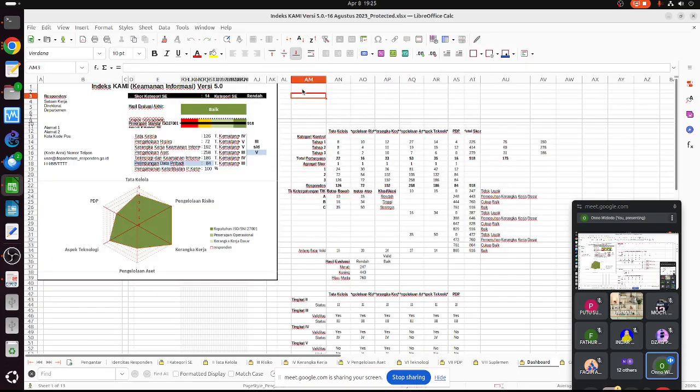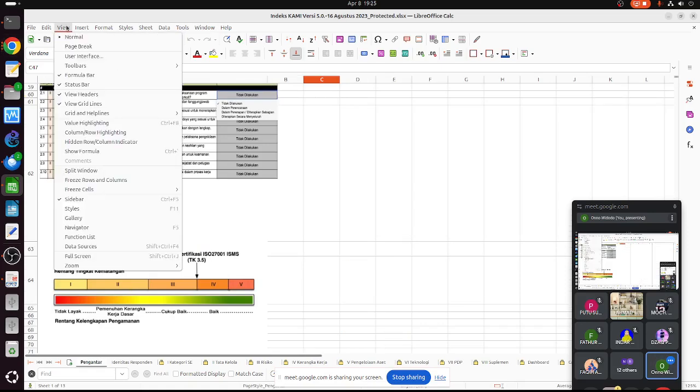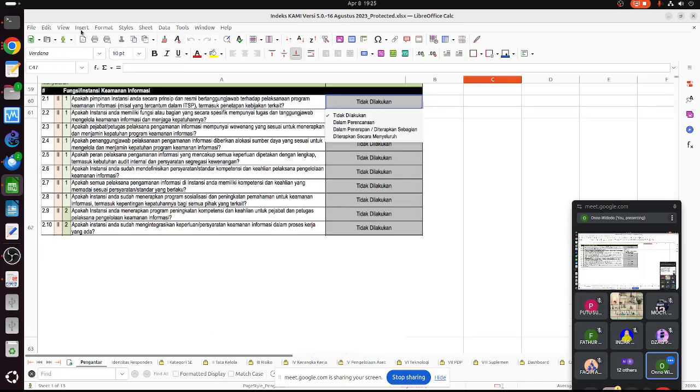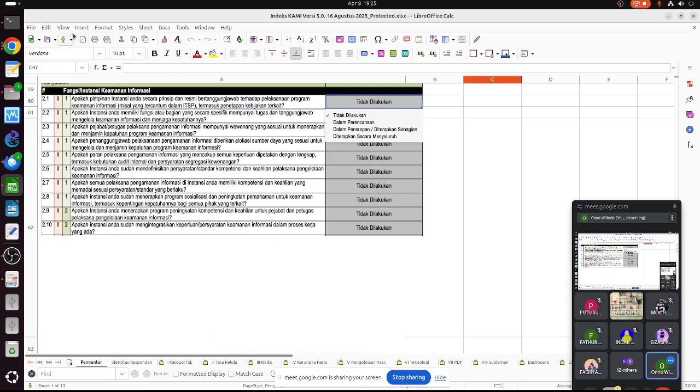So basically, it's an Excel file. Let me see if I can. Nope. Zoom. Okay. Let me see.